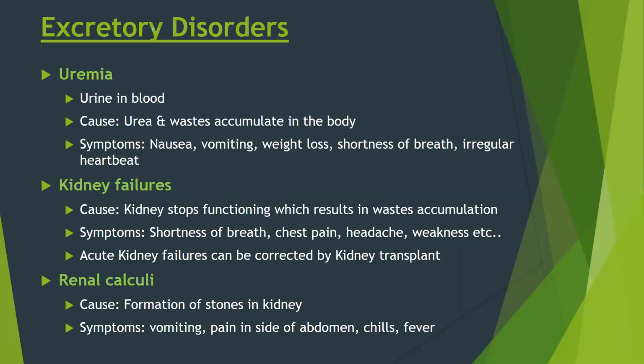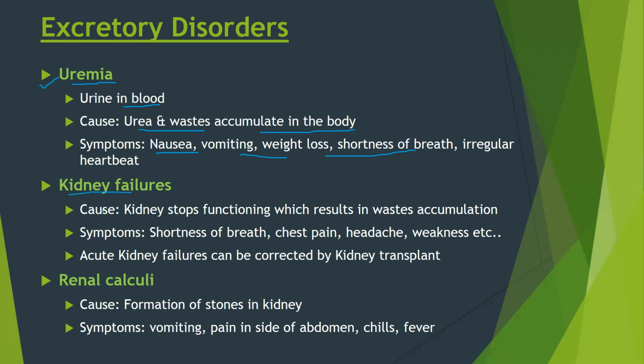Now let us discuss the excretory disorders. We'll be taking 3 disorders. One is uremia, that is when there is blood in urine, urea waste accumulates in the body. That causes uremia, nausea, vomiting, weight loss, shortness of breath.